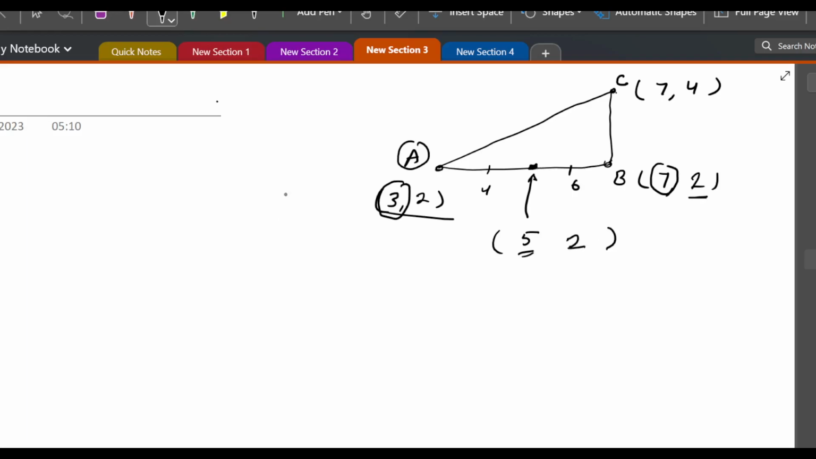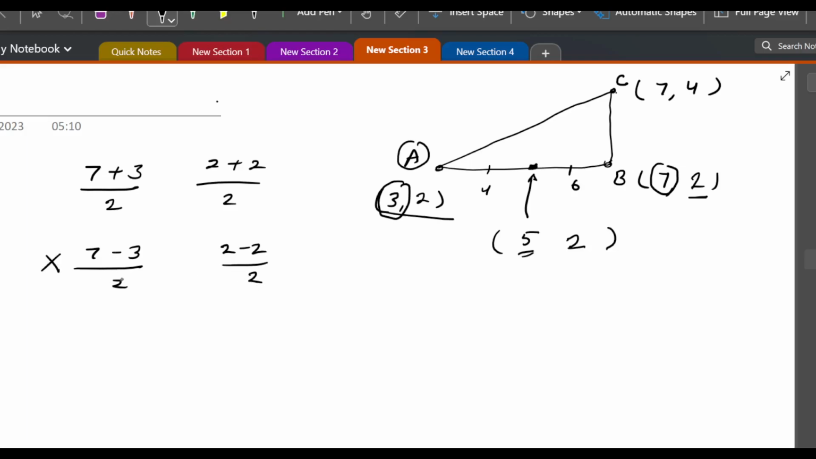Now, in terms of the formula, if I say 7 plus 3 divided by 2, I will get 5. And here, 2 plus 2 divided by 2, I will get 2. If you subtract, you will get something else: 7 minus 3 divided by 2 and 2 minus 2 divided by 2. So this won't give me the midpoint value, right? For the midpoint value, I have to simply add their x coordinates and divide by 2, and add their y coordinates and divide by 2.